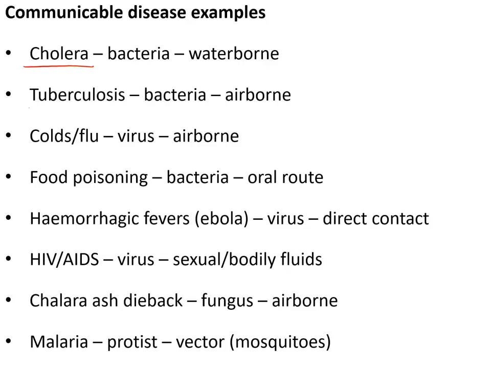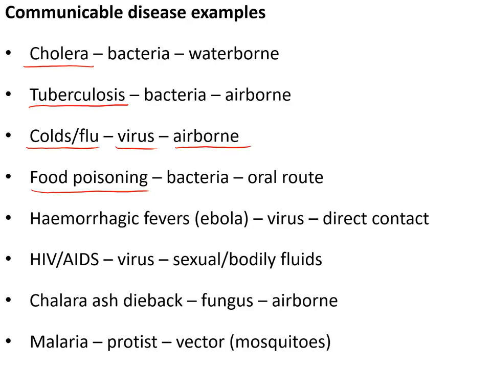Tuberculosis is a lung disease that causes inflamed and broken down lungs, and it causes you to cough up blood and all sorts of horrible things. It is caused by bacteria, and it is airborne. So someone with tuberculosis coughs and they spray out a mist of droplets of mucus, some of which contain the bacteria, which can then be breathed in. Colds and flu are caused by a virus, and again, they are also airborne, spreading in the same way. Food poisoning tends to be caused by bacteria, and that comes from not cooking food well enough.